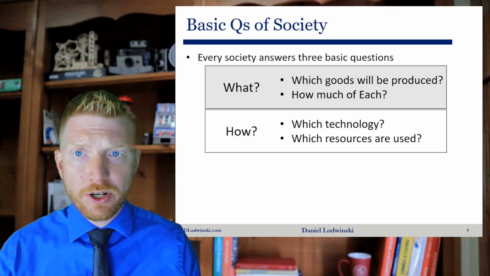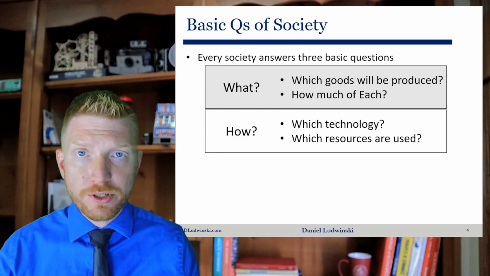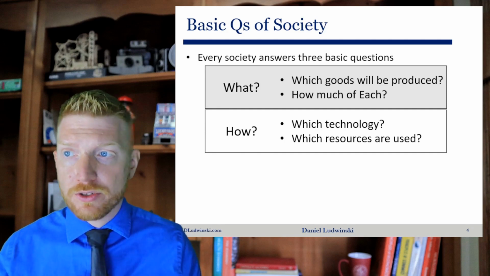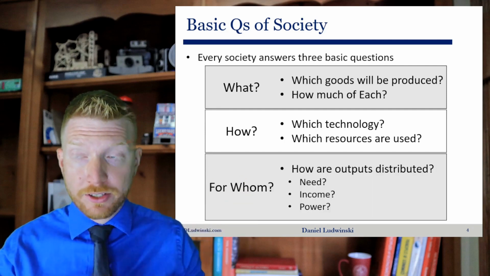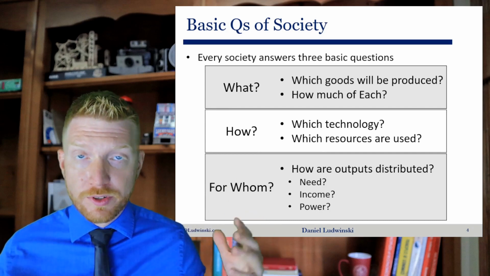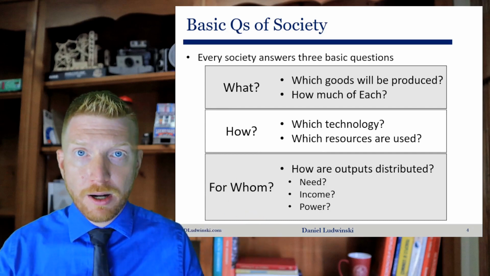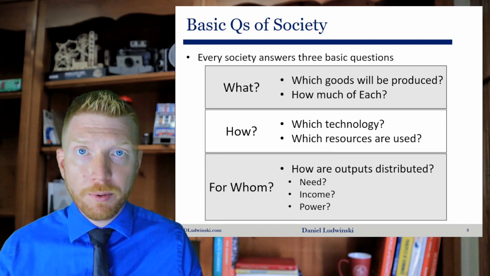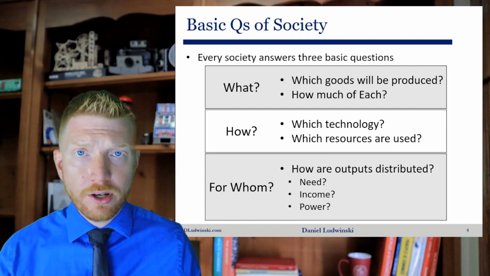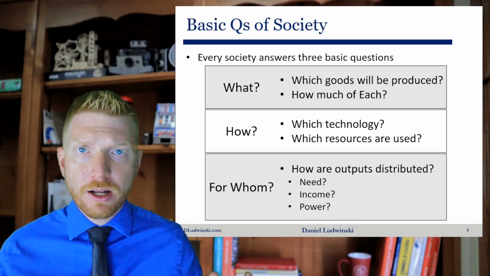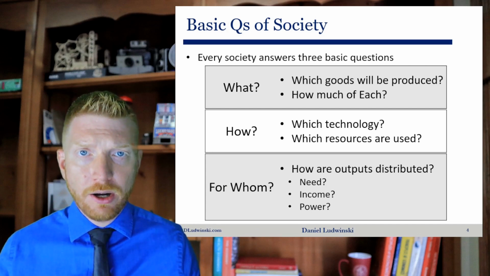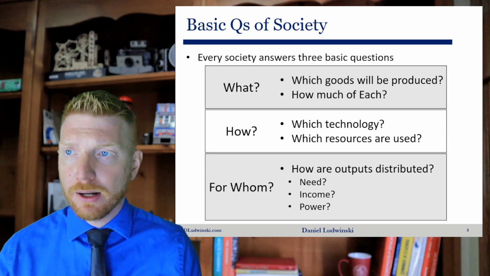What technology and resources are we going to use to produce these goods, how are we going to use them? And the final question that kind of circles back to this is the who: who's going to receive this production? How are the outputs going to be distributed? Are we going to do this based on need, based on income, based on power? What are the ways that we're going to do that?